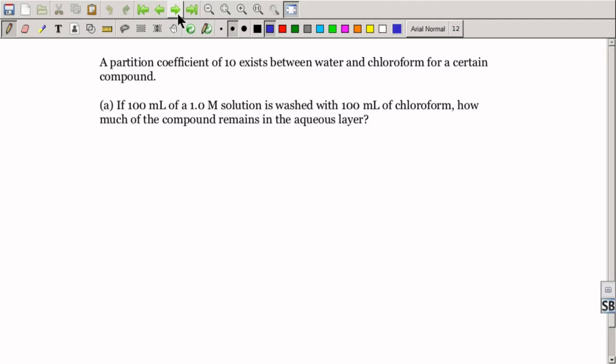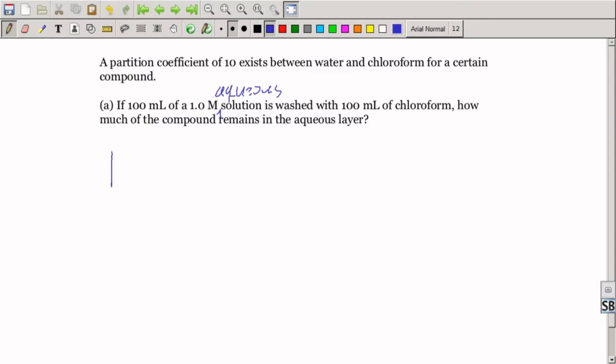All right, so let's do a very simple calculation with this. We have a particular solute, and the partition coefficient between chloroform, which is organic based, and water is 10. If we start with 100 milliliters of a 1 molar aqueous solution, and wash it with the same volume of chloroform, what happens?